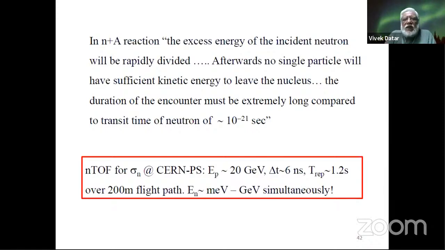So, for instance, there is this time of flight experiment, the so-called NTOF experiment for studying neutron cross sections at the CERN proton synchrotron. So there, what is done is you take a very high energy proton of the order of 20 GeV, smash it against a very thick target of, let's say, carbon or so, and then you produce a large number of neutrons. Every proton of this 20 GeV can produce about 300 neutrons or so.